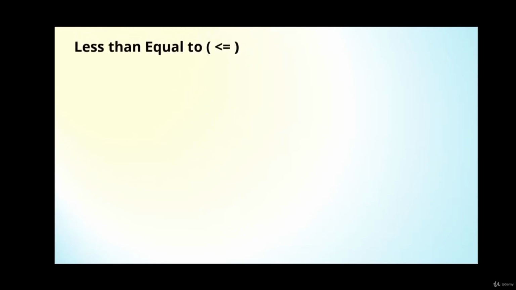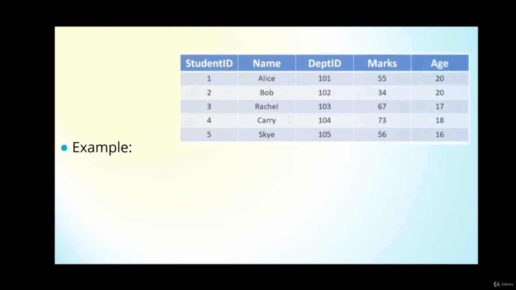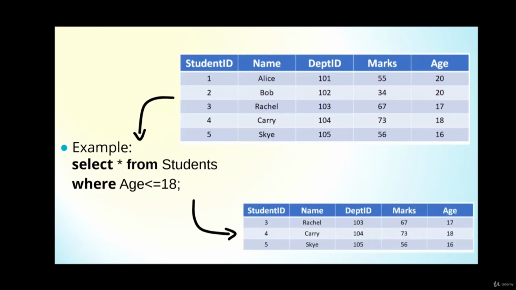Next is the less than or equal to operator. What the less than or equal to operator does is it checks if the left operand is less than or equal to the right operand. If yes, then it returns true. For example, from this table, if you want to find the details of those students who have age less than or equal to 18, we'll write the query as select star from students where age is less than or equal to 18. So in the output table, you can see details of Rachel, Carrie and Sky are displayed since they have age less than or equal to 18.